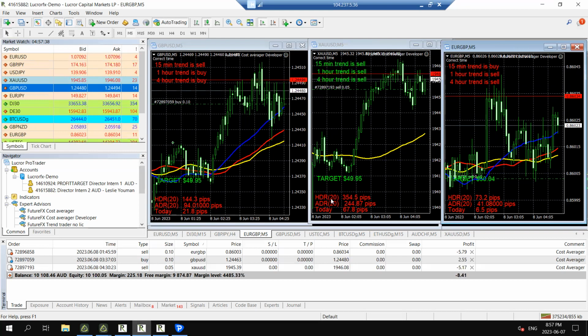Highest daily range over the same period simply means the average was 244, but the highest of those last 20 days, the market did move 354 pips. And so far today, the market's moved 67 pips.